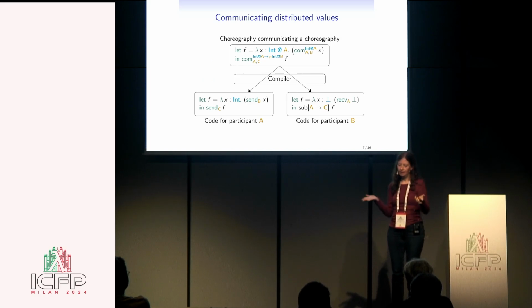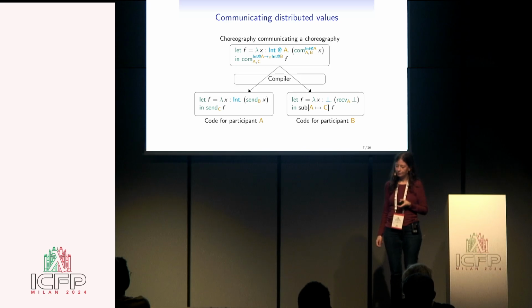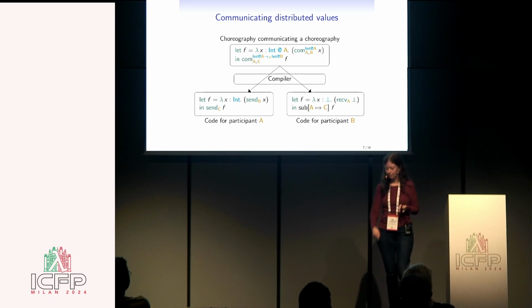So here the value is a function, we call it f, which takes an int at A and communicates this int from A to B. And we want to communicate this function f from A to C. Now, at A, this function f looks the same, except that instead of having the whole communication, we just say that x is an int, rather than needing to annotate where x is. And the communication also just becomes sending it to C.